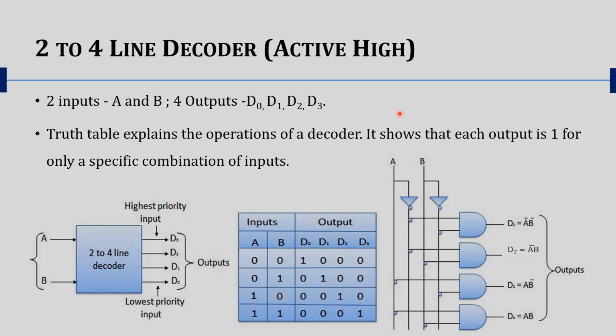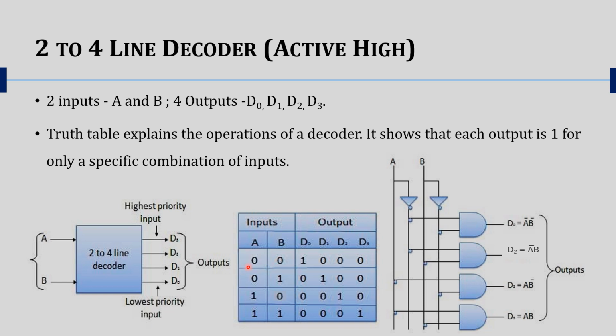Now let's look into the 2 to 4 line decoder, which consists of two inputs A and B and four outputs, namely D0, D1, D2 and D3. The truth table explains the operations of a decoder. This is an active high 2 to 4 line decoder because each of the outputs is active high for a specific combination of inputs.